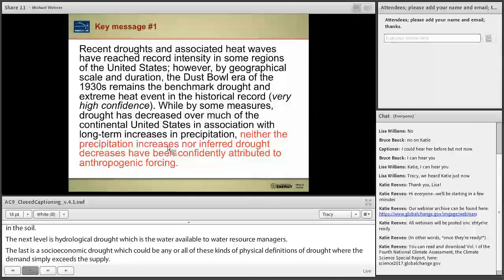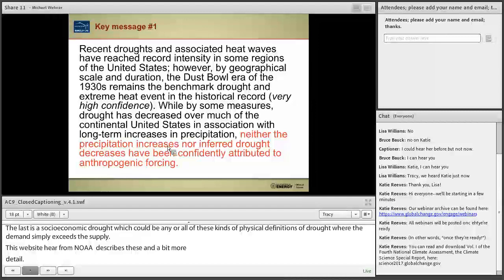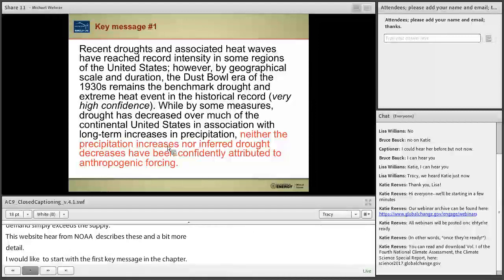I'd like to start with the first key message of our chapter, and I think I'll read it to you. It's worth reading. Recent droughts and associated heat waves have reached record intensity in some regions of the United States. However, by geographical scale and duration, the Dust Bowl era of the 1930s remains the benchmark drought and extreme heat event in the historical record. We have very high confidence. That's in italics.